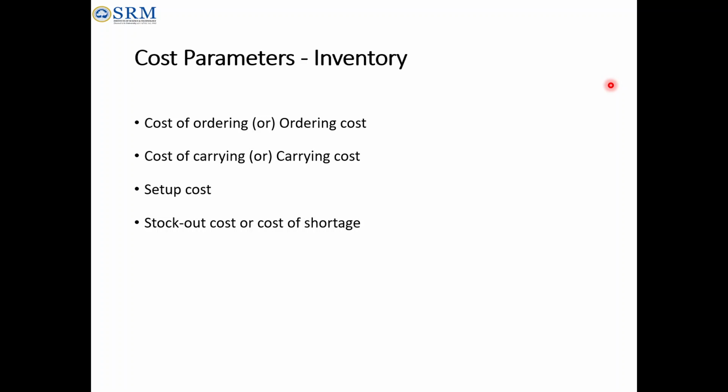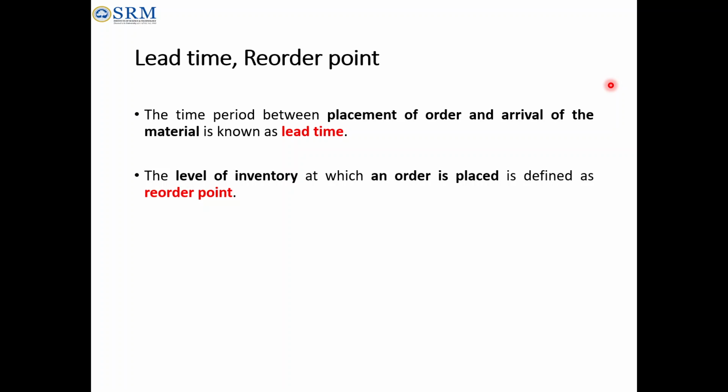And the stock out cost or cost of shortage. Suddenly you may have a shortage of materials, so you will be spending a little more money to buy some parts for an emergency situation, like a sudden increased demand. That kind of cost comes under stock out cost or cost of shortage. So these are the four costs: ordering cost, carrying cost, setup cost, and cost of shortage. These are the cost parameters under your inventory. Then two other concepts are there: lead time and reorder point.